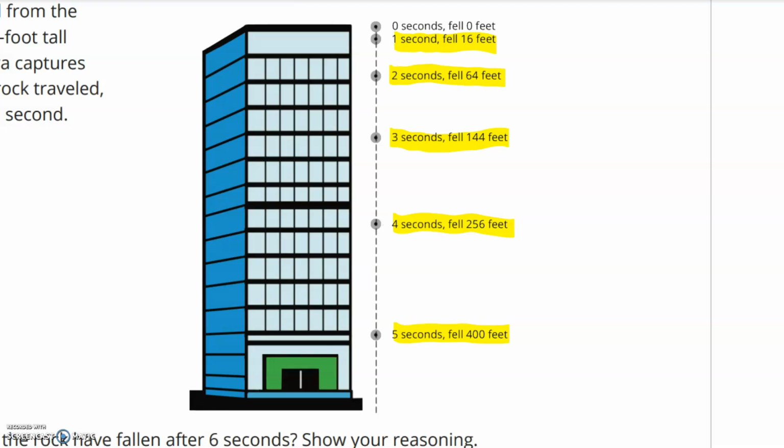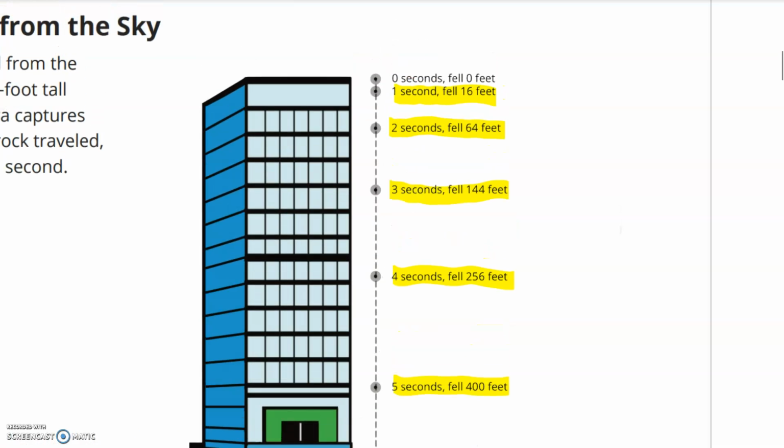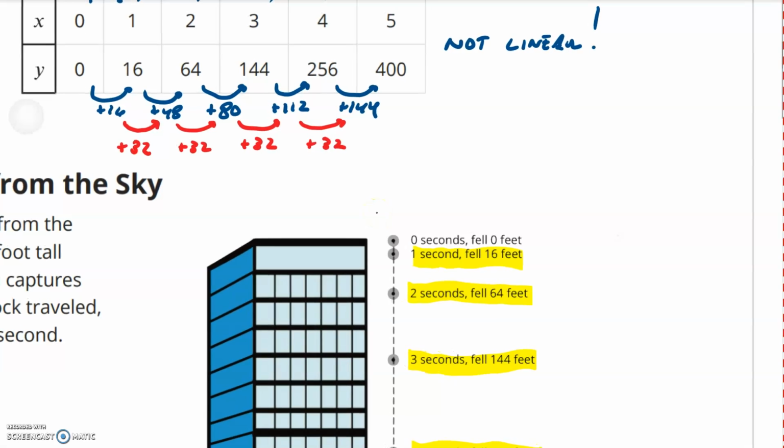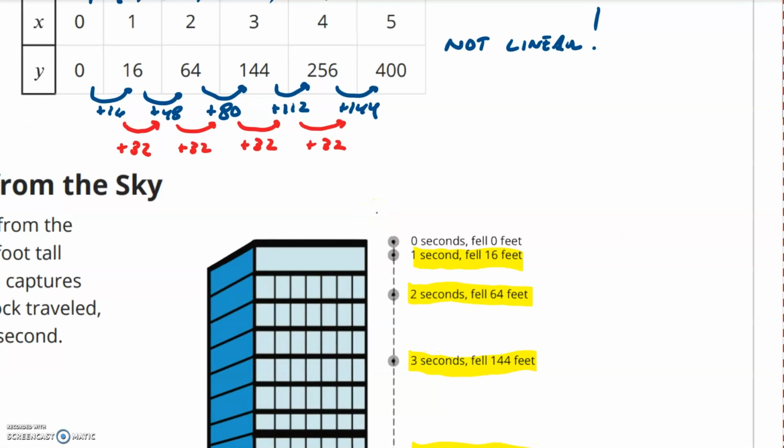Now, when I look at these values, I notice that they are very similar to the values that we had in a table at our warm-up. So what I'd like to do is go back and look at the values in the table from the warm-up. And remember, we talked about how this relationship is definitely not linear because it does not have a constant rate of change or a constant first difference, but it is quadratic. It has a constant second difference.